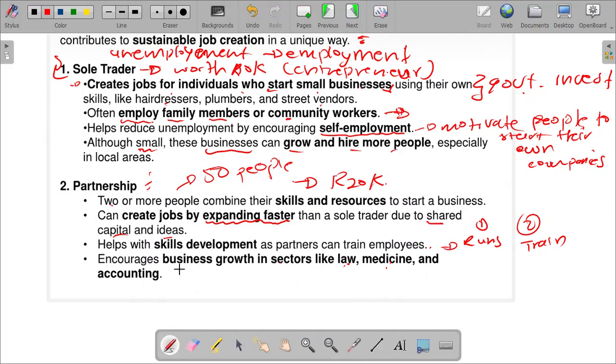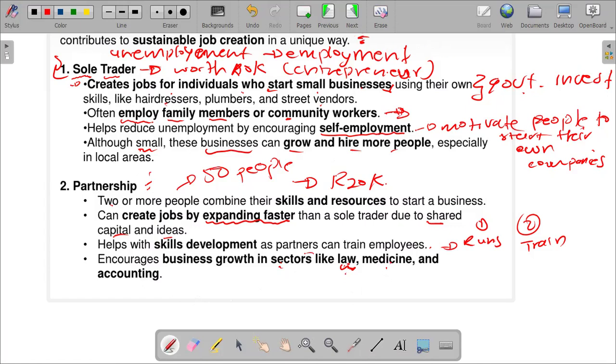So again, it says it encourages business growth in sectors like law. Let's say you are not a lawyer, but you have someone who knows law, someone who is a lawyer, and then you venture into the partnership, you can now start a law firm. But if you're a sole trader and you don't know anything about law, you cannot start such a business because you'll be only focused on what you know as a sole trader. So you'll be focusing on your sole trading. But in a partnership, you can venture with other people, including sectors like law, medicine, and accounting.